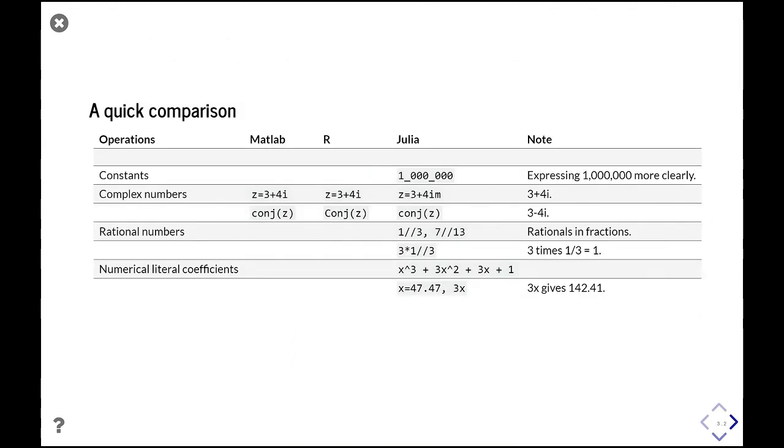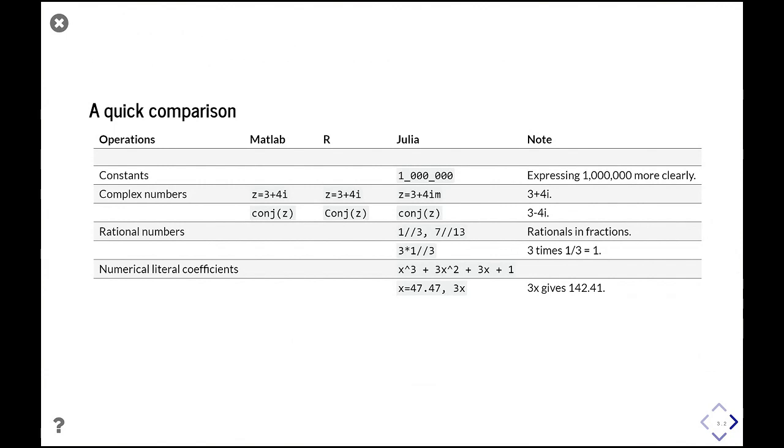So first, some highlights. We're going to take a quick look at some comparisons with some other languages, we'll see why we choose Julia, and we'll touch briefly on random number generators. First, let's take a look at some highlights of the language. I put them in a comparison table along with MATLAB and R, both of which are very common to many of us.